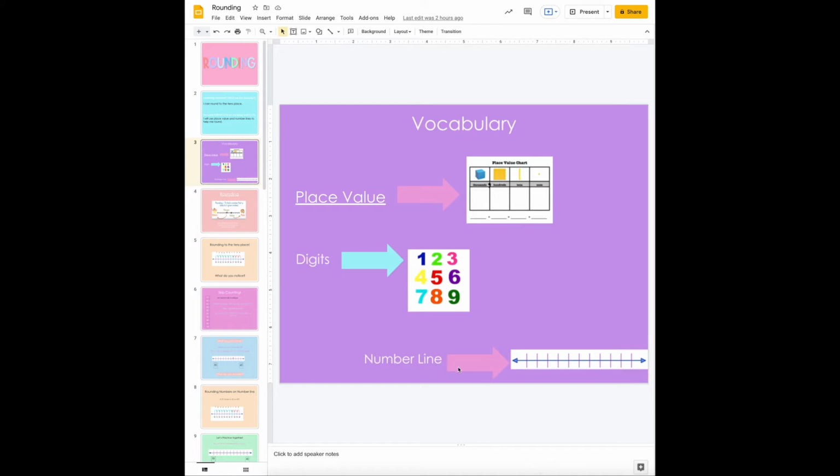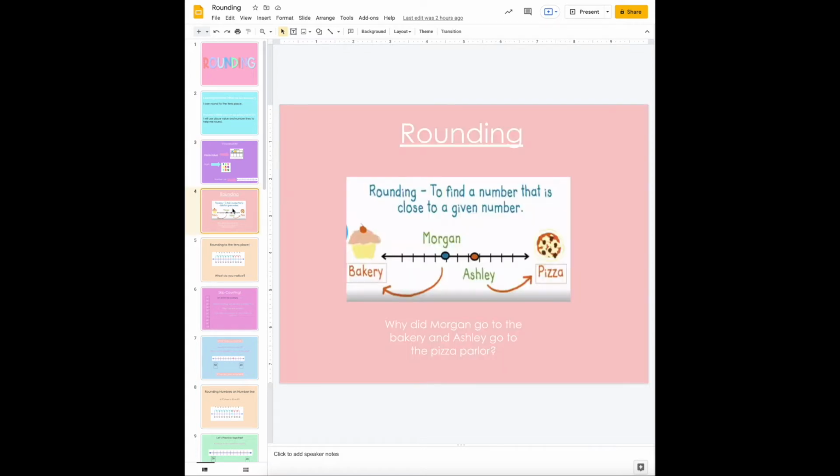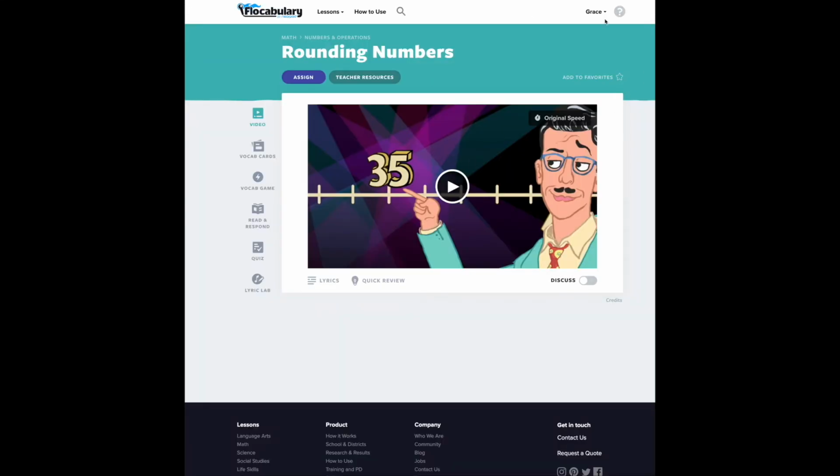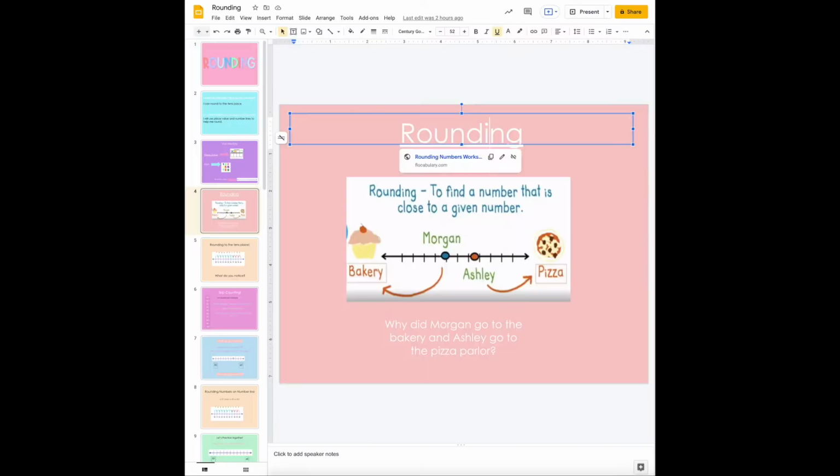We're also going to use number lines. You guys have seen these before in second grade. We're going to use numbers to fill in each line, and I'm going to show you how we round. I'm going to share this slide deck with you. If you click on rounding, there's an awesome video on Flocabulary you can go to. Make sure that you log in as Ms. Hasdevac. It should say Grace up at the top, and this video is going to give you a really cool song to help you remember how to round.